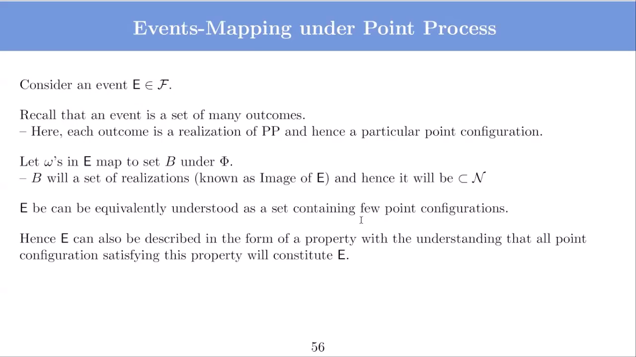And when I say this event has occurred, it means one configuration has occurred which is a part of this set, which is made from all configurations which have one point in a ball of radius 1 around the origin. Basically, when you look at this relation, there is actually one point in a ball of radius 1 around the origin.